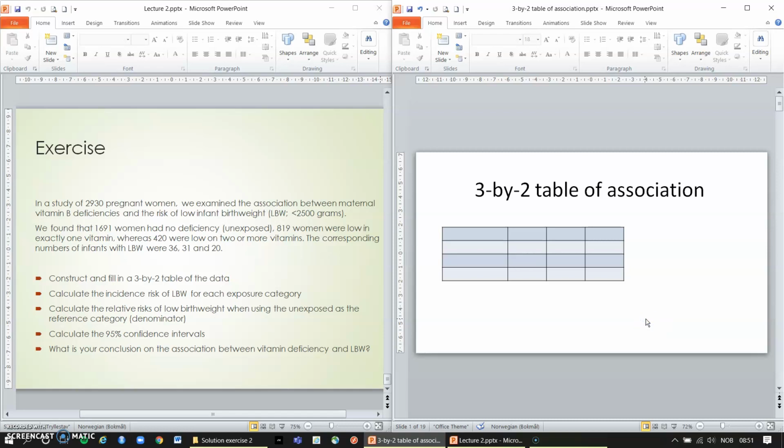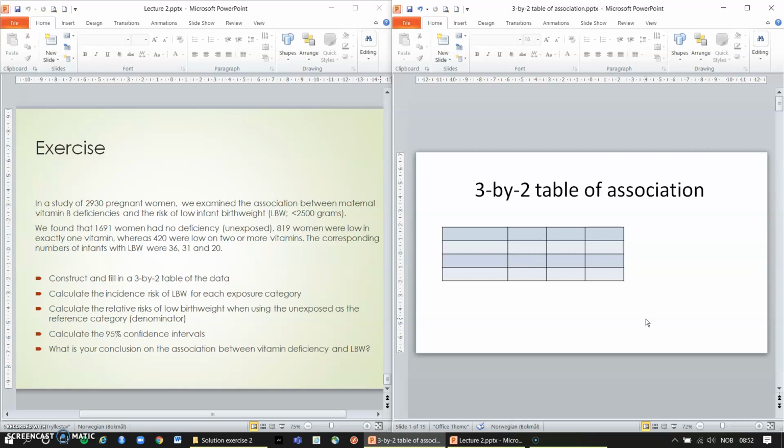In this second exercise, we will learn how to calculate the relative risk with 95% confidence intervals for the association between maternal vitamin B deficiency and infant low birth weight, which is defined as less than 2,500 grams. There are three exposure categories: those women who have normal levels with no deficiency, those who are low in exactly one vitamin, and those who are low in 2 or more vitamins.